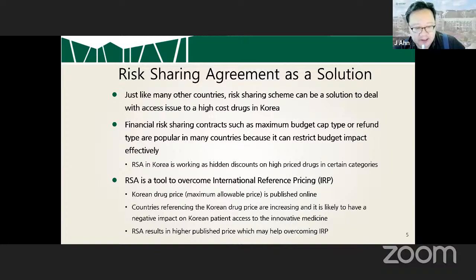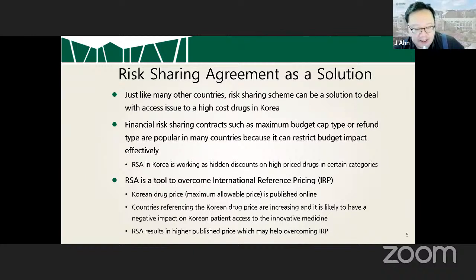So there is a hidden discount which will not be revealed because, just like in many other countries, the risk-sharing agreement is confidential between the payer and the company. Many high-priced drugs have a really high nominal or sticker price, but the actual transaction price will be after these hidden discounts, which can be at a more reasonable level.